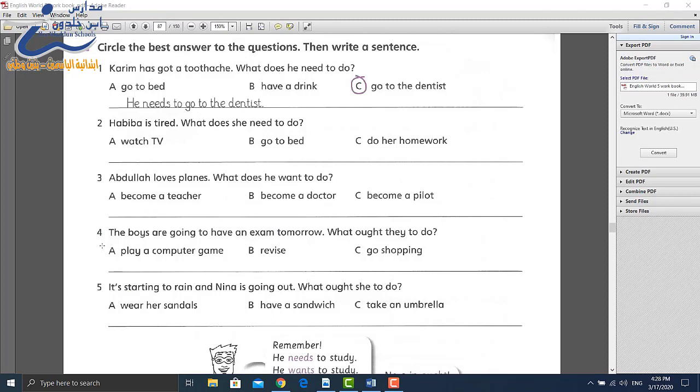Okay. Number 4. The boys are going to have an exam tomorrow. What ought they to do? Play a computer game? You agree? No. Of course, not playing a computer game. Revise or go shopping. When you have an exam, when the boys have an exam, what ought they to do? Yes, they ought to revise. Okay.